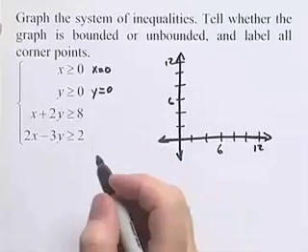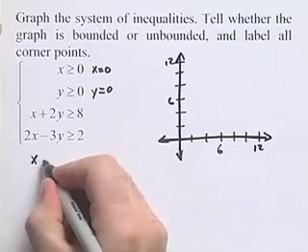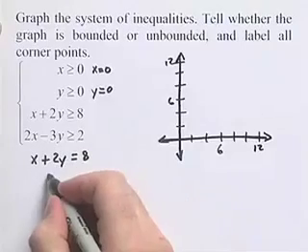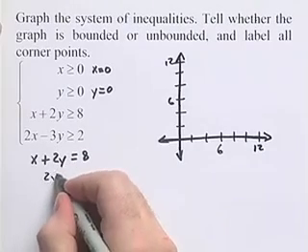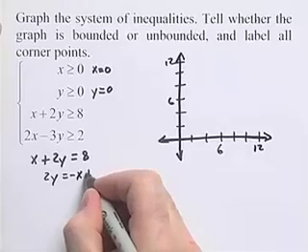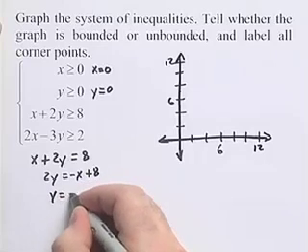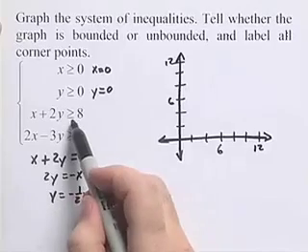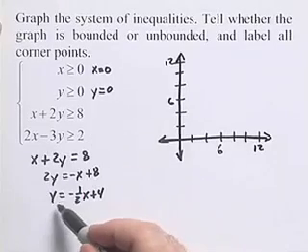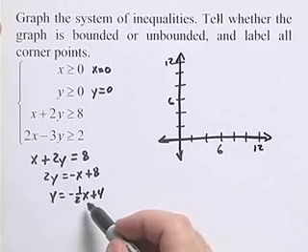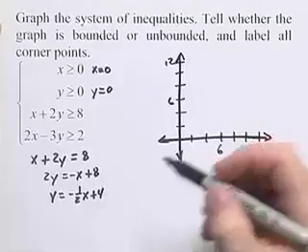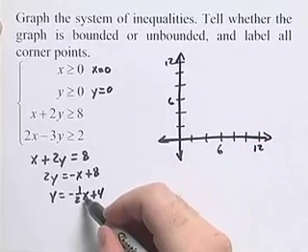X plus 2y is greater than or equal to 8. So again, we'll treat that as an equation. Set that equal to 8. And we're going to solve for y. So 2y is negative x plus 8, or y is negative 1/2 x plus 4. Our inequality is not strict, so we're going to graph the line y equals negative 1/2 x plus 4 with a solid line. We need a couple of points, so we'll go ahead and let x equals 0.